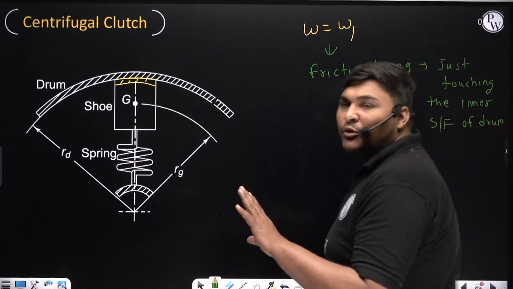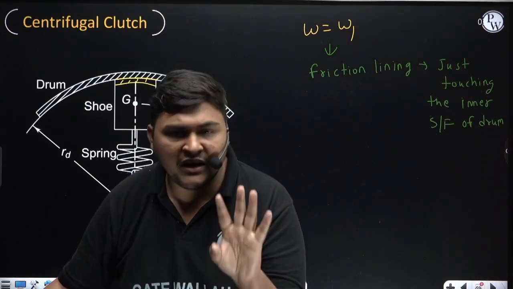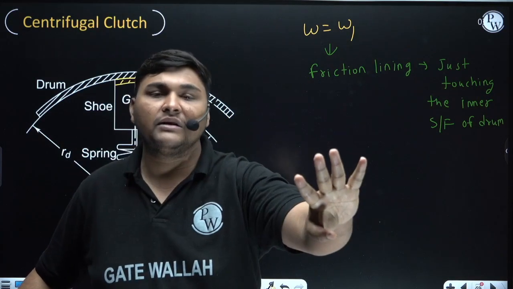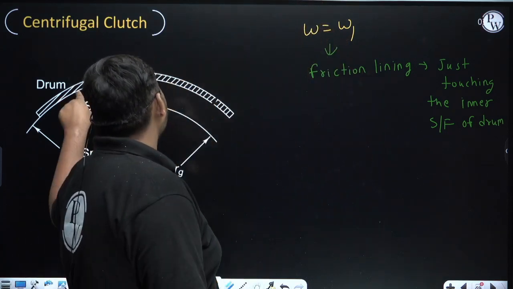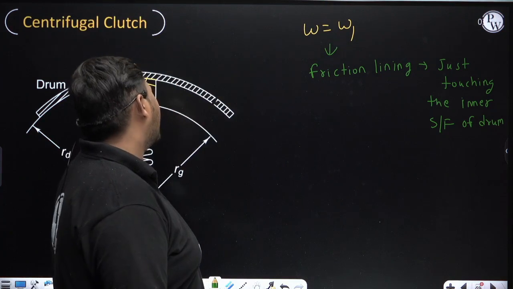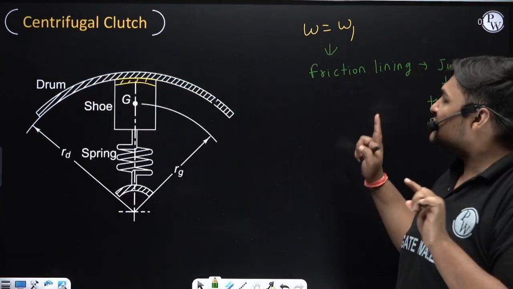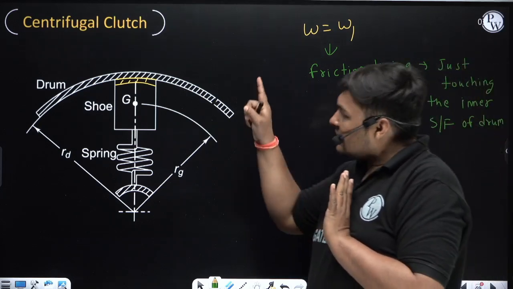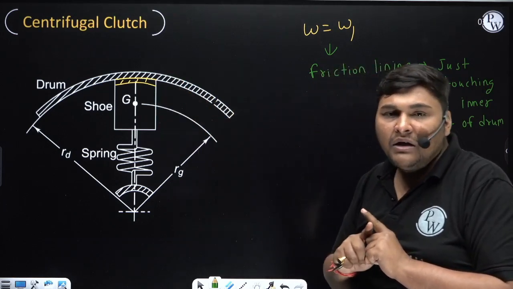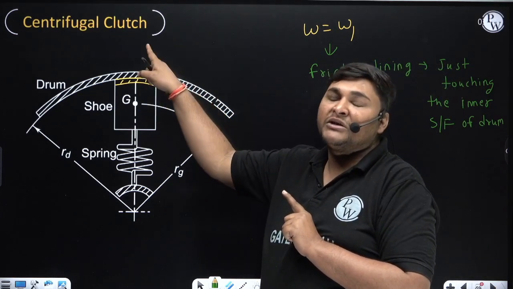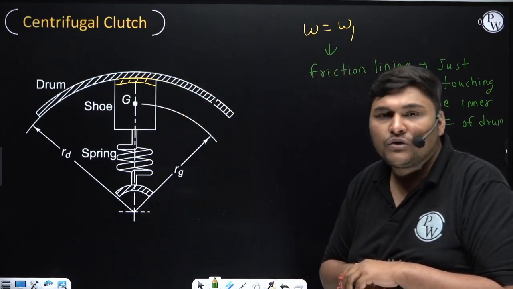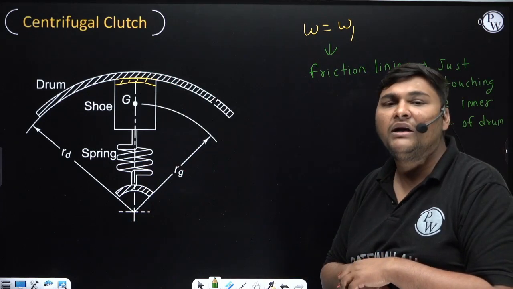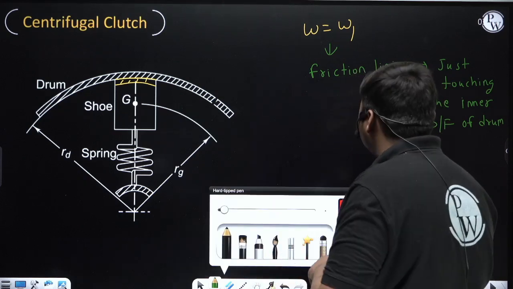Means at this position also the spring has elongated freely, but after that speed the spring now cannot elongate further, because it will be restricted by this drum, because right now this friction lining has just touched the drum. But at this speed, since the friction lining has just touched the drum, at this position the centrifugal force will get balanced by the spring force. Why? Because till this position, till this speed also, the spring has elongated freely. So this position is known as just engaged position.